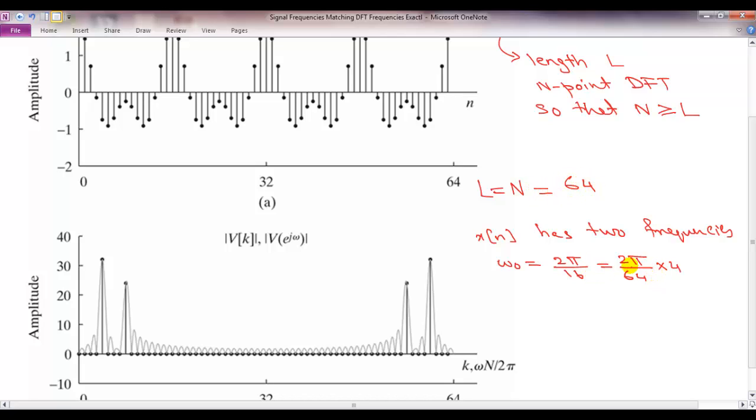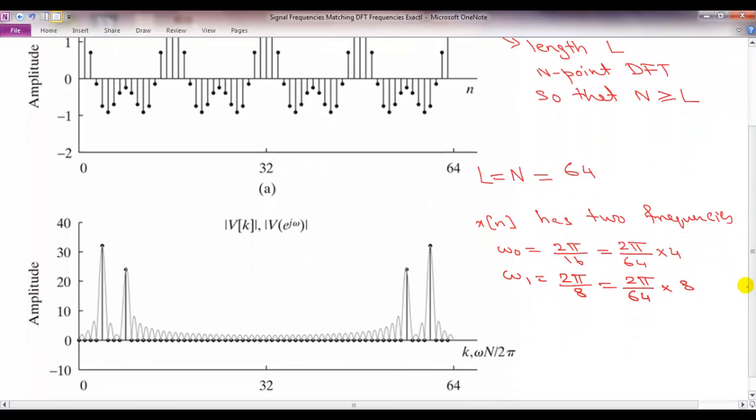So if my N equals 64, I'm computing the frequency samples every 2 pi over 64 radians. I'm dividing 0 to 2 pi into chunks of 2 pi over 64. Now I pick my omega 1 to be equal to 2 pi by 8, equals 2 pi over 64 times 8. Remember what windowing is going to do. You have impulses at these locations in the DTFT, and windowing puts the spectrum of your window at those locations.